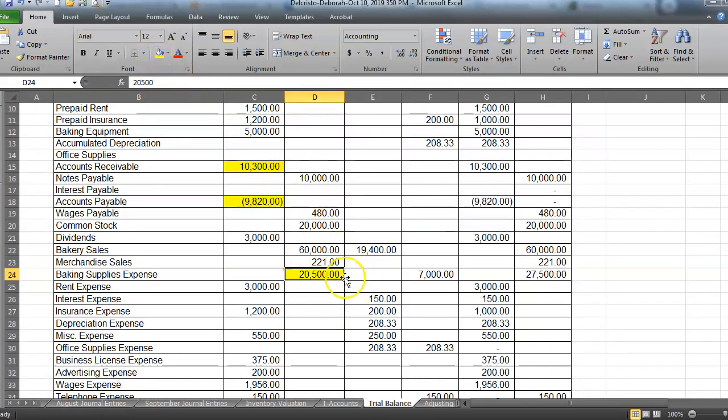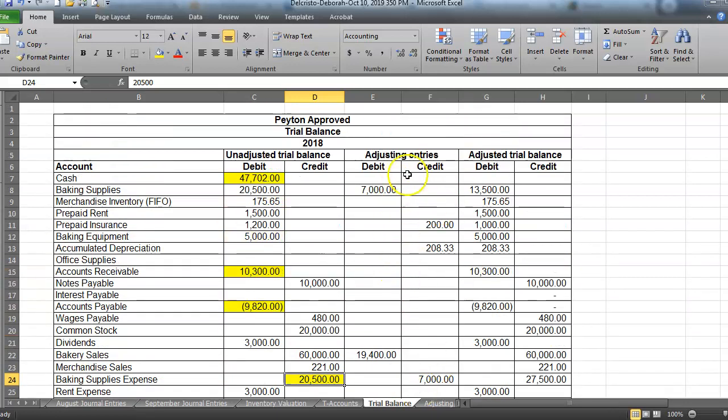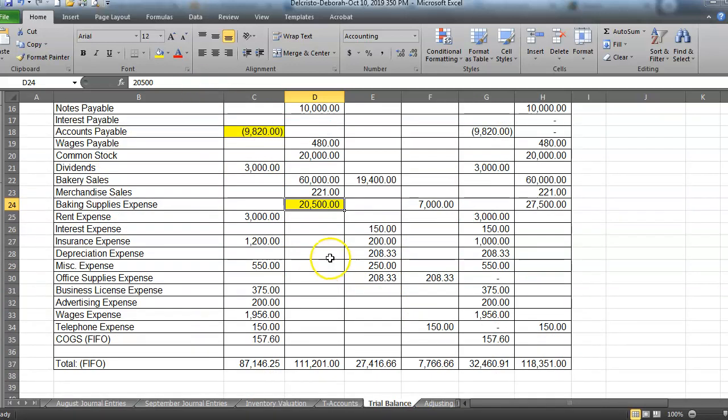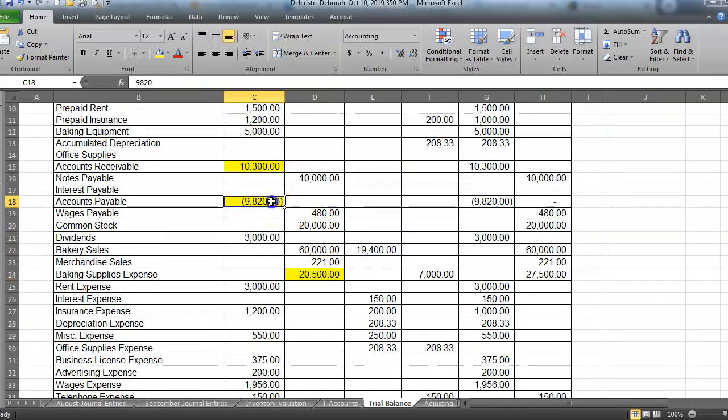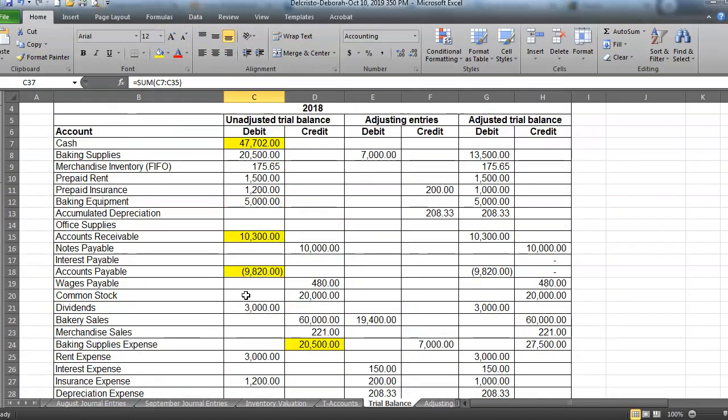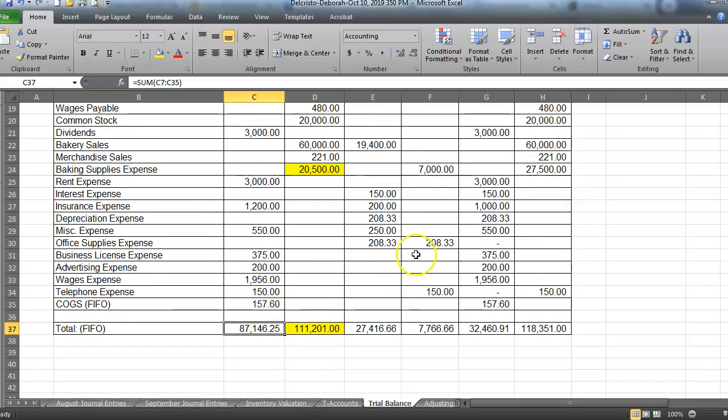Now, although this would be a good number, we're not going to be recording our baking supplies expense until after we create our adjusting journal entries. So you need to remove that completely. That and this number here, which is accounts payable, these two numbers being off is throwing off your balance here. This number here is not off too much. I mean, it's off, but not a lot. So we have to make sure that you correct these three accounts. Remove this, correct these two accounts, and you should be okay.